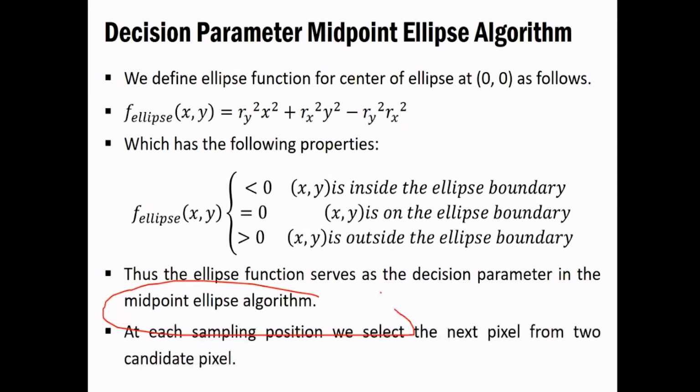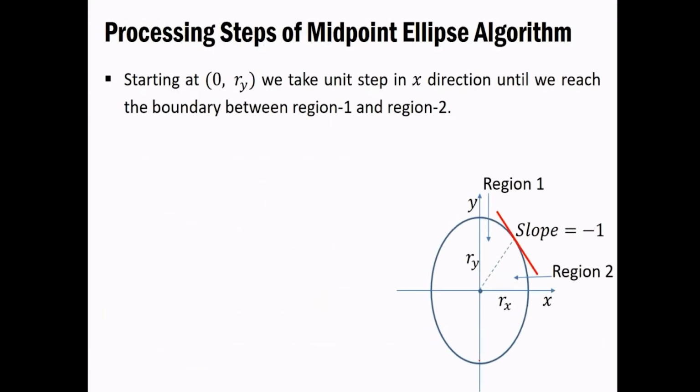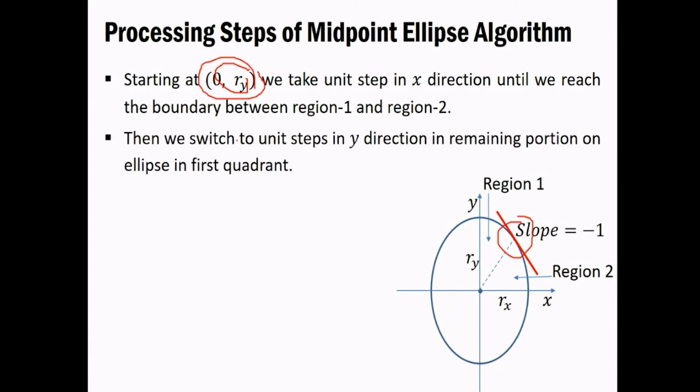At each sampling position, we select the next pixel from the two candidate pixels. Again, we have multiple options to select from, and we'll be making the decision. Starting at (0, ry), we take unit steps in the x direction until we reach the boundary between region 1 and region 2. So you have to go up to this particular point. Then we switch to unit steps in the y direction in the remaining portion of the ellipse in the first quadrant.